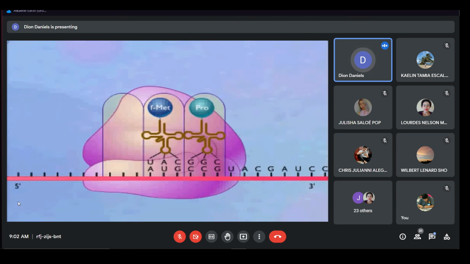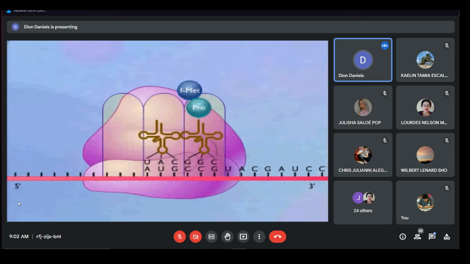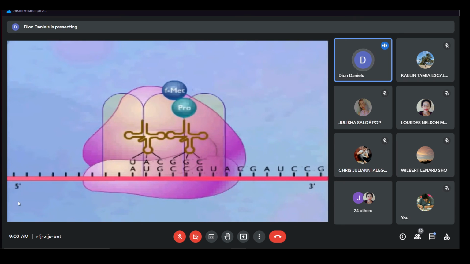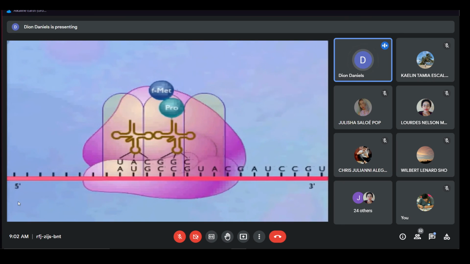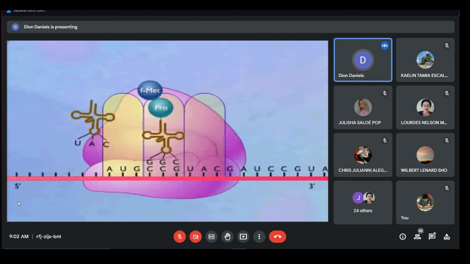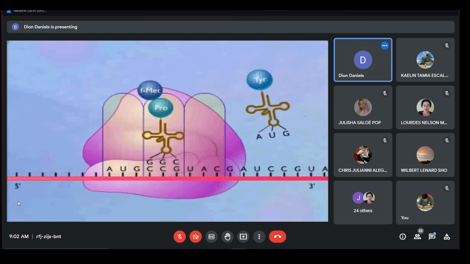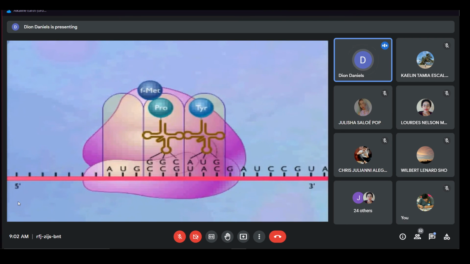The formylmethionine carried by the transfer RNA in the P site is then joined to the amino acid carried by the transfer RNA that just entered the A site by a peptide bond. The ribosome now advances a distance of one codon, and the transfer RNA that carried the formylmethionine is released at the E site. A transfer RNA carrying the next amino acid now moves into the A site, where the anticodon on the transfer RNA matches the codon on the messenger RNA.